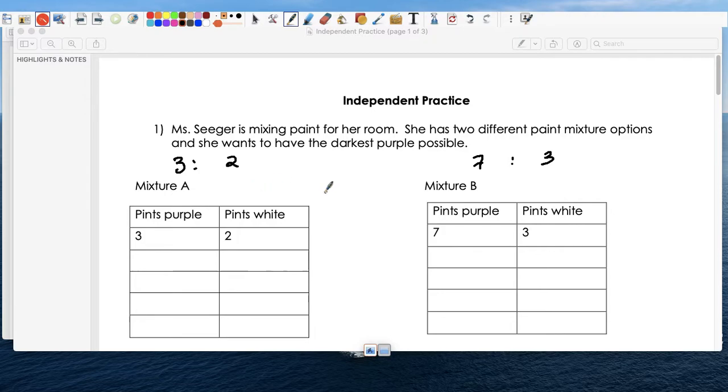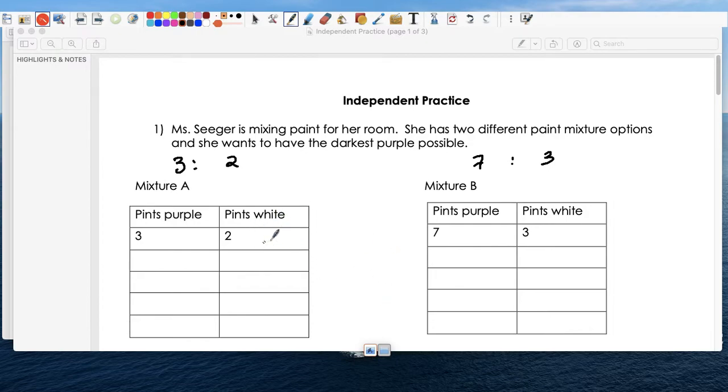Which one is going to be the darkest? She has two different paint mixtures and she wants to have the darkest purple. Un purple oscuro, bien oscuro, okay? So when we compare which one is the better one, I don't know if it's 3 to 2 or 7 to 3. So again, this is one of the cases where we have to create more.